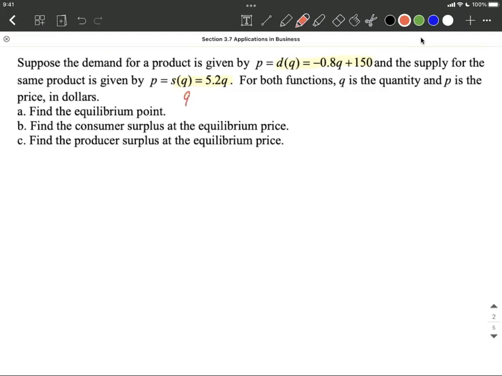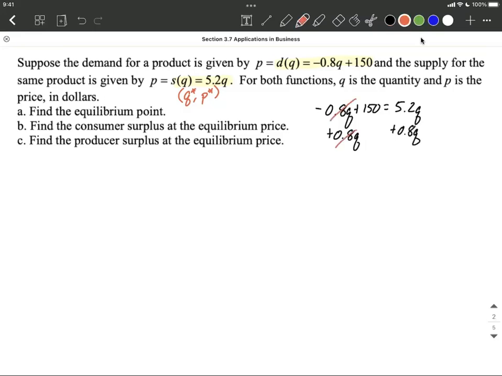Our input value is going to be a Q value, and our output value is going to be a P value, a price. So to do so, let's go ahead and set these equal to one another. So negative 0.8Q plus 150 has to equal our supply, 5.2 multiplied by Q. Now this is a linear equation, so it shouldn't be too bad to solve down. I'm going to go ahead and add 0.8Q to both sides.